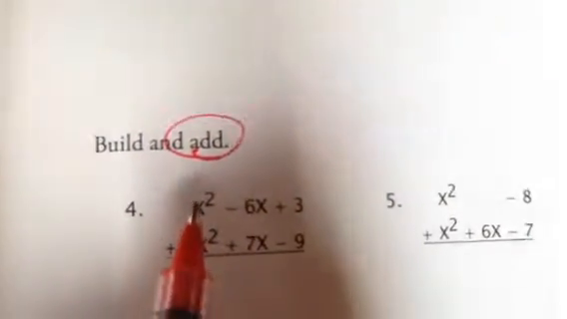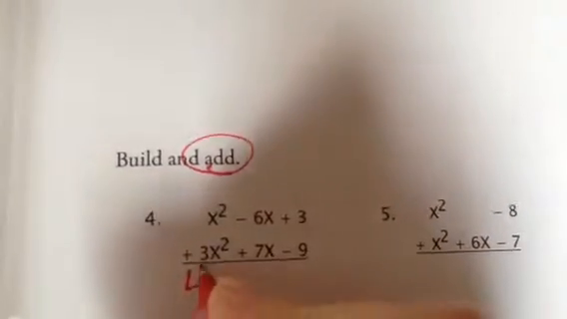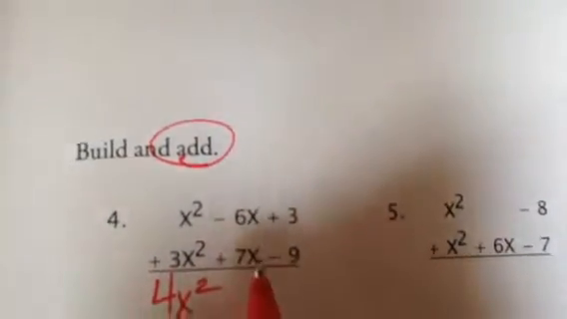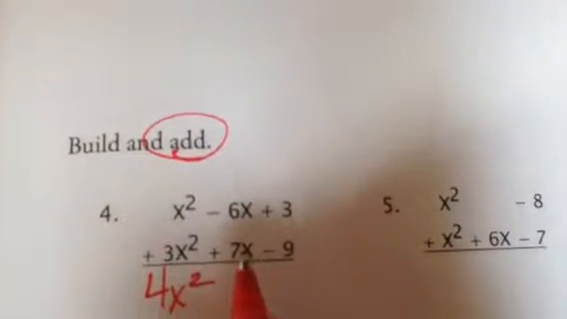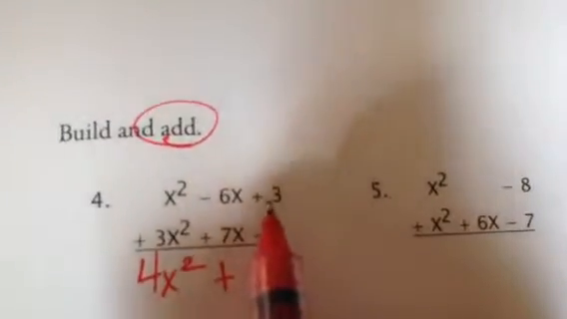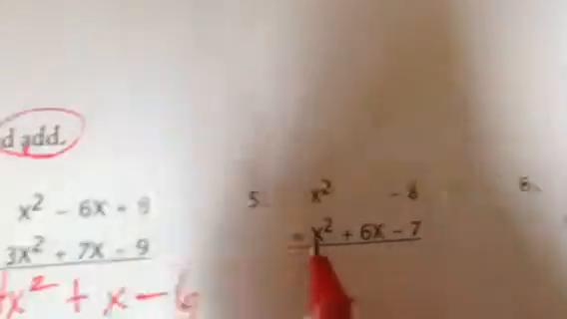Notice you're going to get x squared plus 3x squared. So when you add those together, you're going to get 4x squared. Here you've got a negative 6x plus 7x. Well, think, negative 6 plus 7 is 1. So you have a 1x. And then 3 minus 9 is a negative 6. So that's all you're doing, just adding like terms.